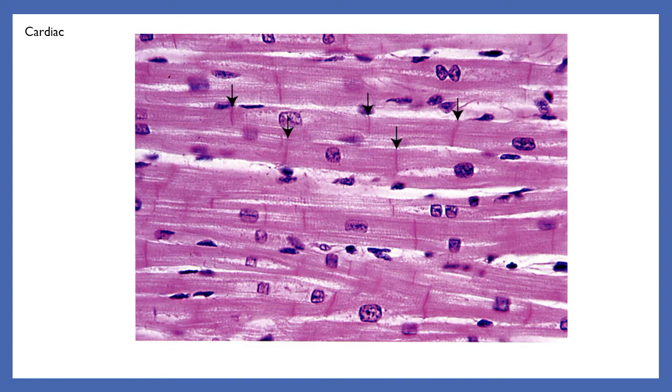Here's a slide of cardiac muscle tissue. The biggest difference between the skeletal and the cardiac is that, unlike the skeletal, where every muscle fiber cell just runs in one straight line, cardiac has branching. It also has the connections called intercalated discs.